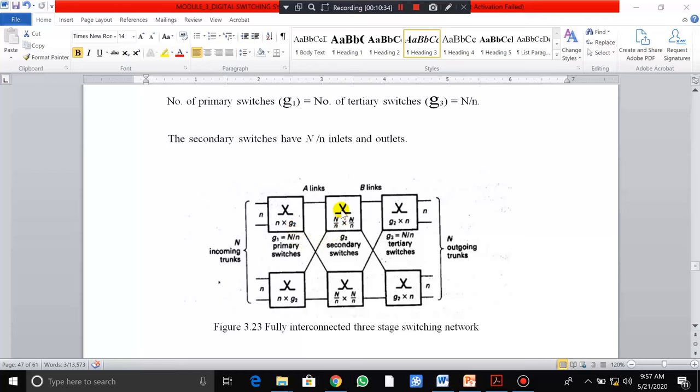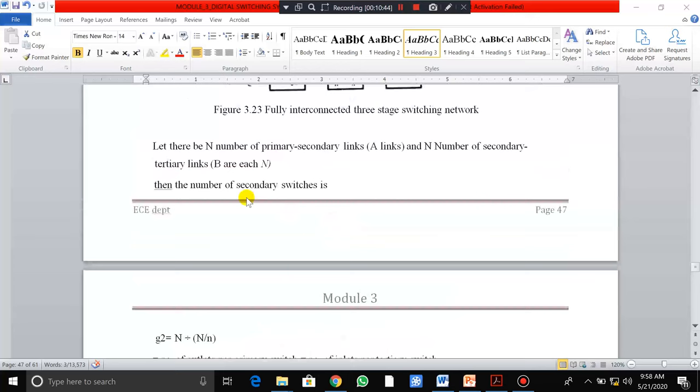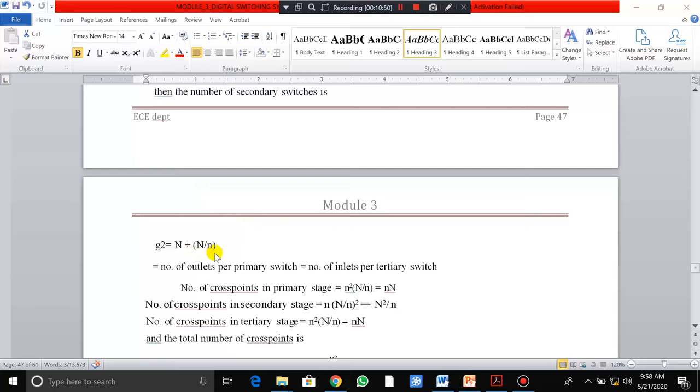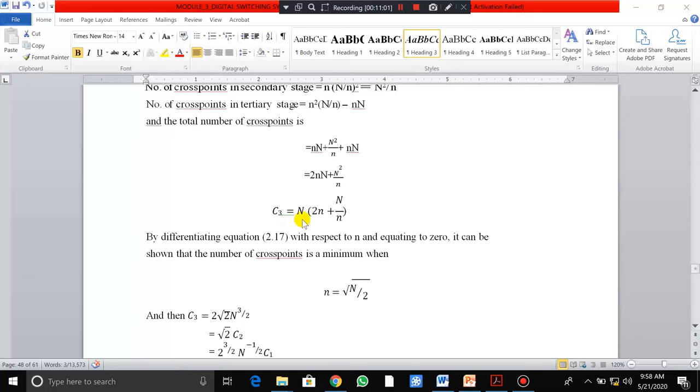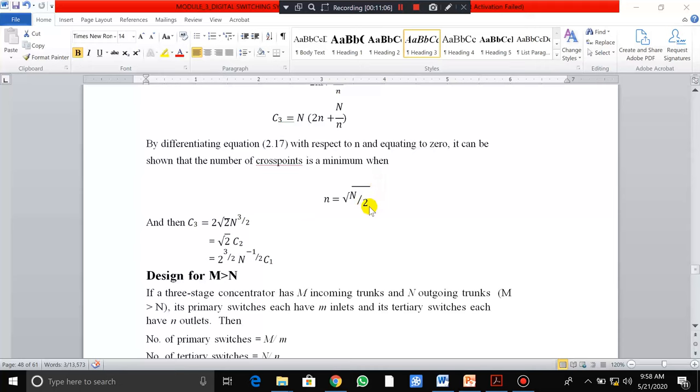So we have N incoming, N outgoing, this is link A, this is link B. These are the equations we have in a three-stage network. G2 is equal to N divided by n by N, which is equal to the number of outlets per primary switch, which is equal to the number of inlets per tertiary switch. So these are the equations: C3 is equal to N into 2N plus N by n, and n is equal to the square root of N by 2. Okay.